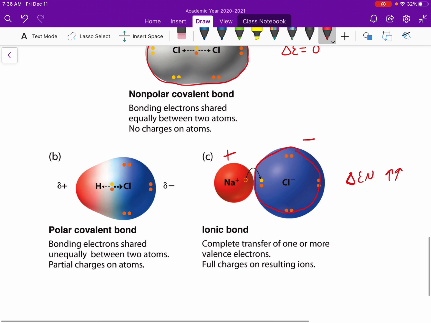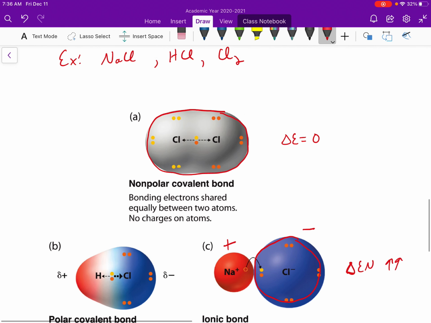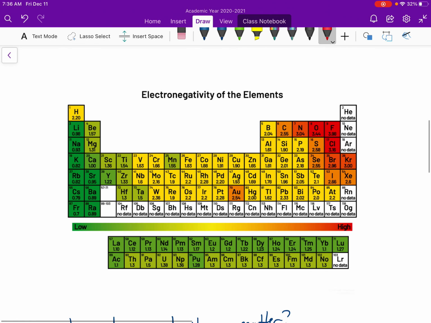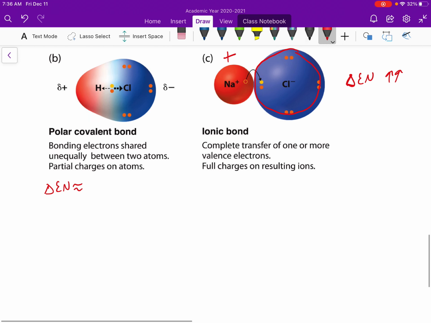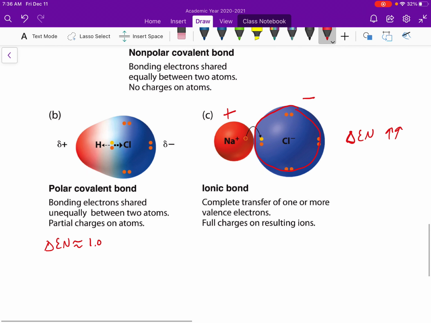So now we want to look at the middle here, the polar covalent, and look what happens. The delta electronegativity between H and Cl, right, was 2.2 to 3.16. So we're hovering right around that 1-ish, just under 1, right? So this is going to be about 1, which means this is a very polar bond. So what's going to happen is we get this sort of unequal distribution of electrons. The electrons are more likely to be found around the chlorine than they are around the hydrogen.